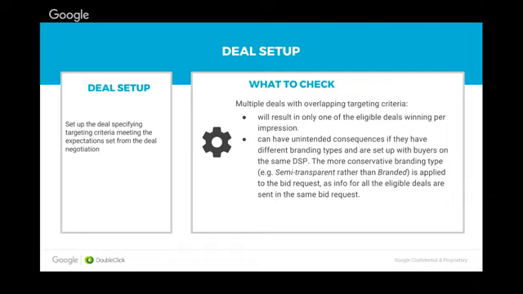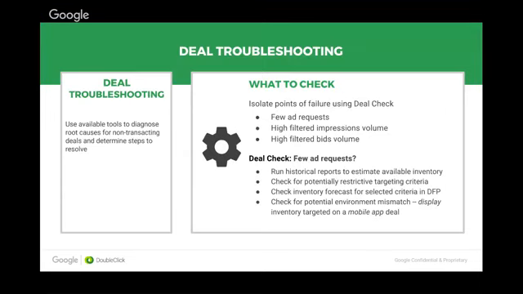I pass the word to Ludo for the last part. So let's have a quick look at deal troubleshooting. How can you troubleshoot a deal that is not working or that appears to be not working?